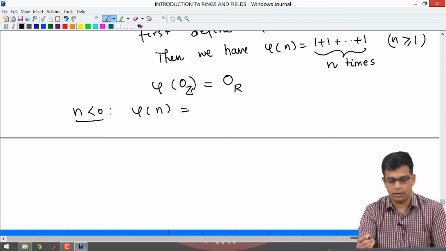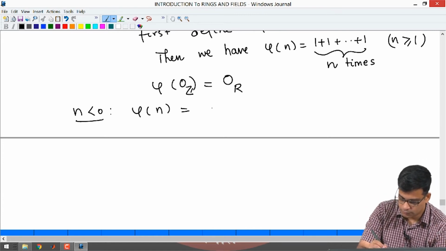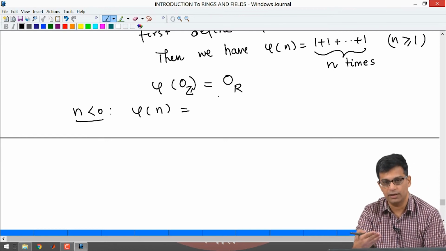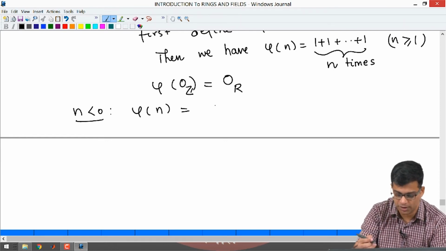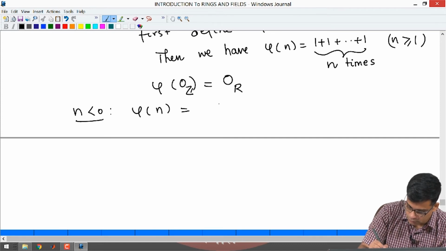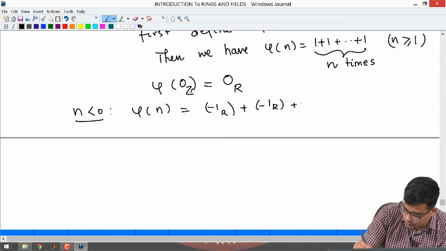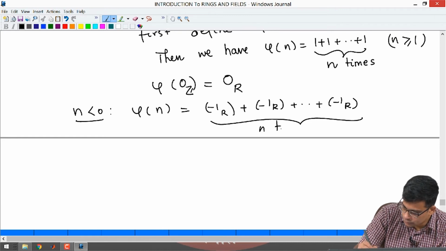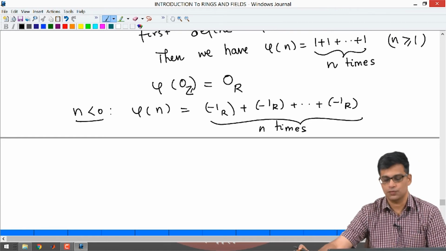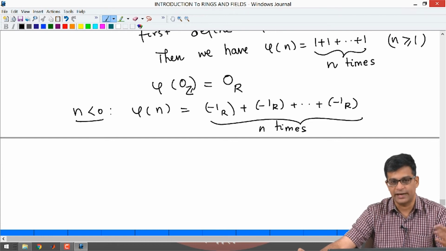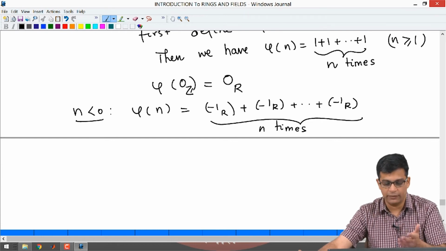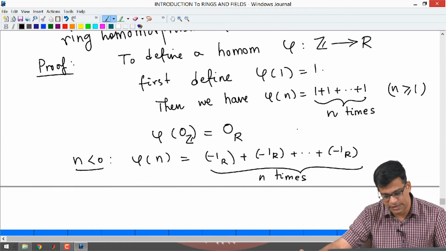I have to define it, remember, using the ring homomorphism properties. So, I will define it to be minus 1 in the ring R, plus minus 1, because 1 is a ring element, its additive inverse is denoted by minus 1, I will add it n times. So, there is no choice again about this.